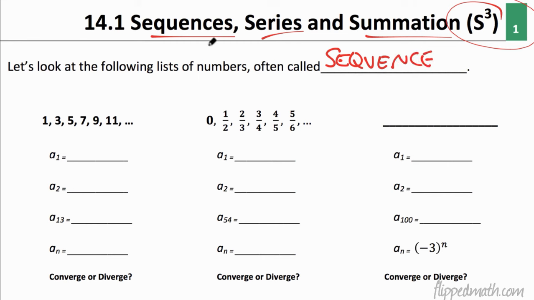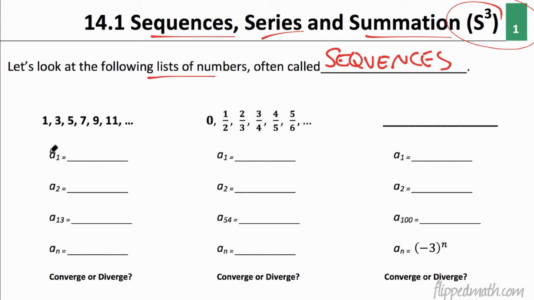Let's look at the following list of numbers. They're called sequences. Now, a sequence is just a list. If you notice here, we have a list of odd numbers. We have a list here of fractions. These lists are called sequences. So if you ever hear about a sequence, they're just talking about a list of numbers. Now, if you want to get really precise, a sequence is a function that has integer or whole number values that you can plug into the domain, which means you get a list of numbers out as the range. Good enough. All we have to worry about is that it's a list of numbers.